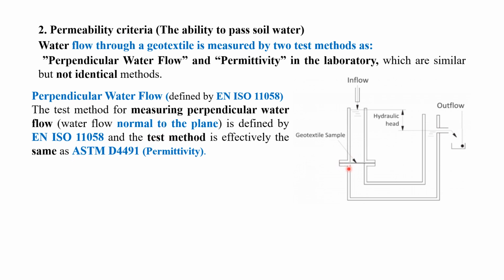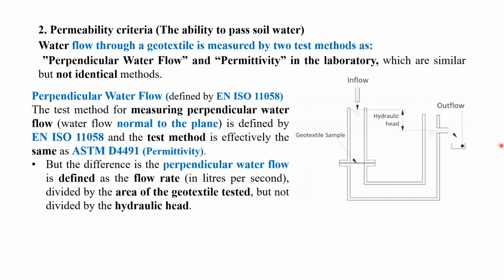Because in both cases the flow of water is normal to the geotextile plane, normal to this geotextile sample, right? But this is the American method. This is the ISO method. Both methods are different, right? So what is the difference?